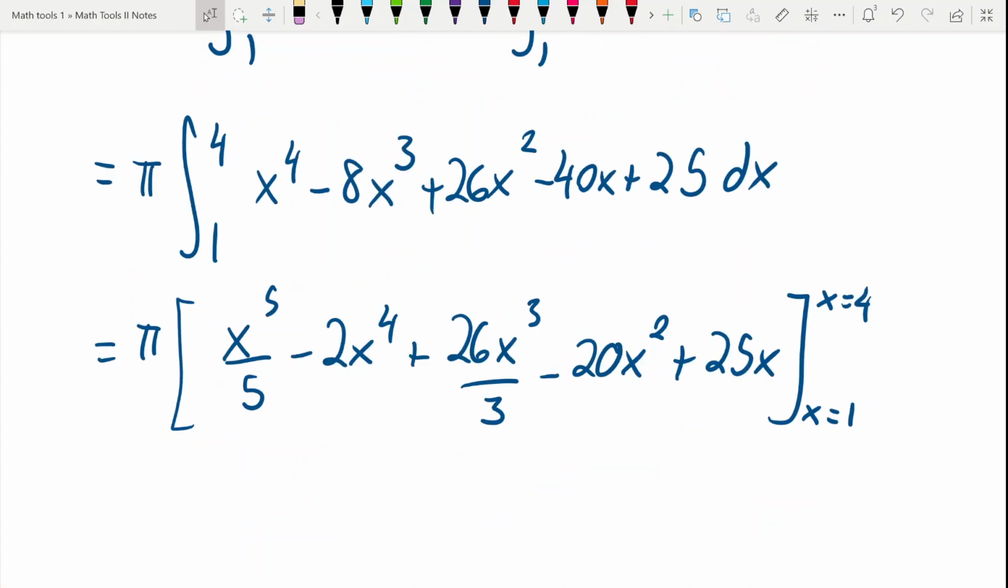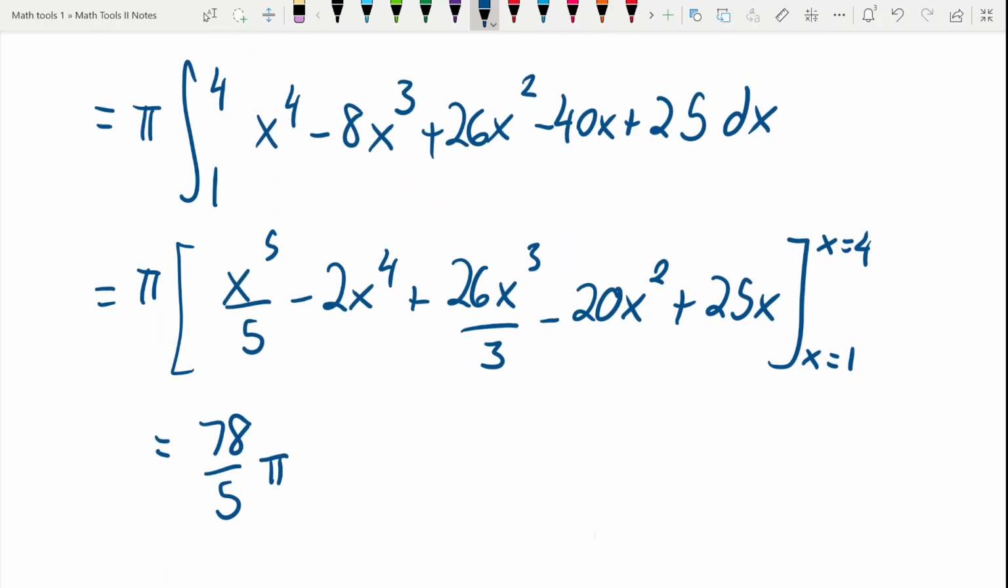So altogether, this should end up being 78/5 times pi. We often like to leave things in terms of pi rather than getting an approximate answer, but if you want to throw that in a calculator and get an approximate answer, that's fine too. But anyway, this is the volume of the object that is created by revolving this area around the x-axis. So again, this is called a solid of revolution.